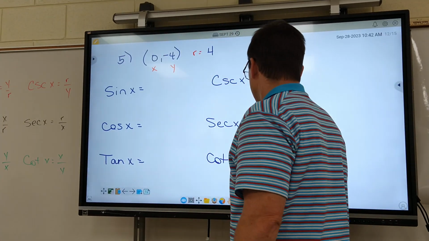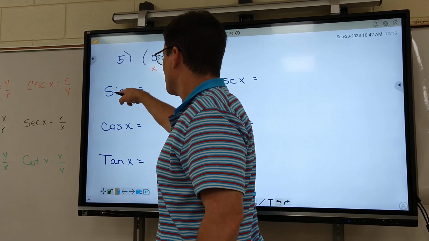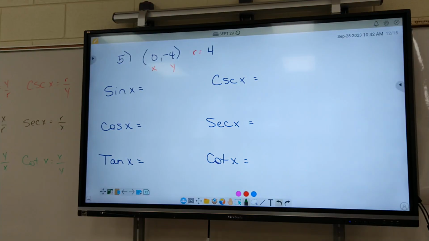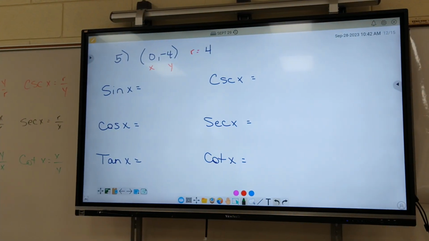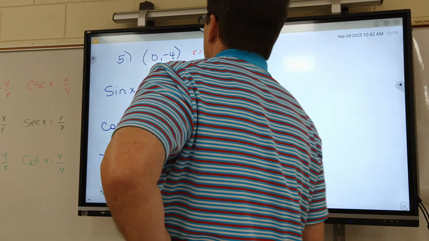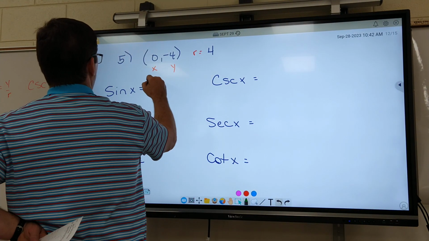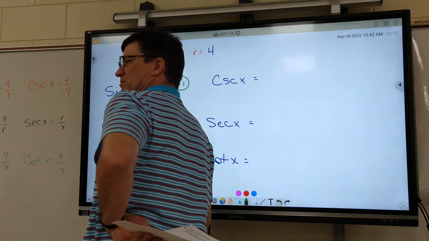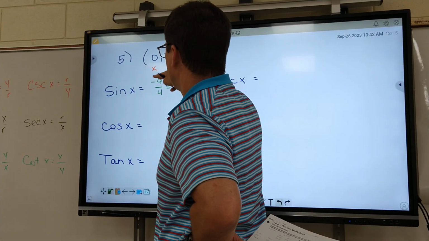All right, but these answers are going to be a little bit different. Y'all try the sine and the cosecant. Try those first. You'll see what I mean. All right, so for sine, we've got y over r. I got negative 4 over 4. That reduces to negative 1. All right, now look, what happens when I flip it?